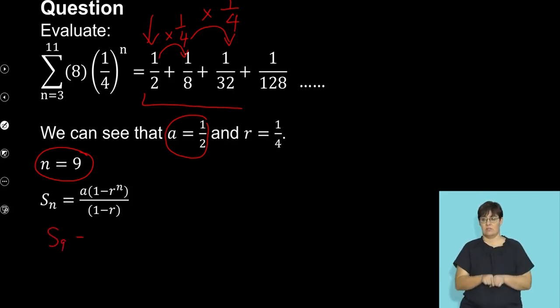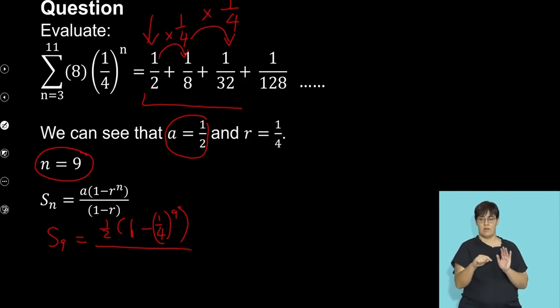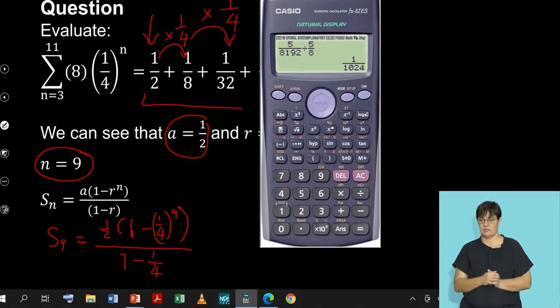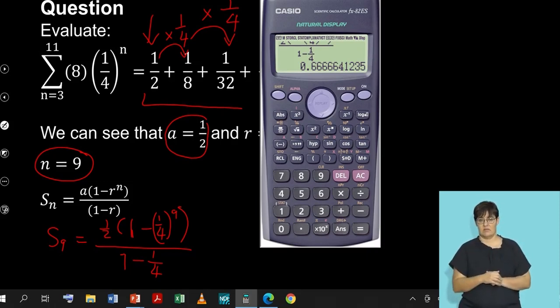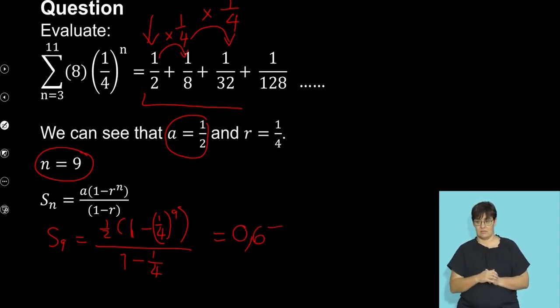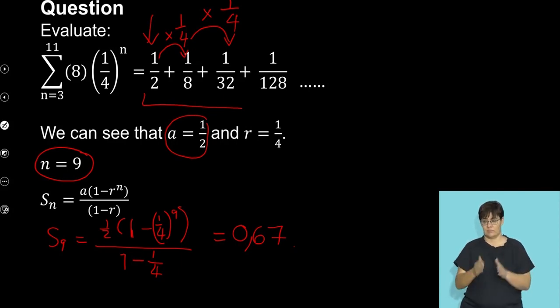So the sum of the first 9 terms will be equal to a half times 1 minus a quarter, to the power of n because there are 9 terms involved in this sum, all over 1 minus a quarter. So let's plug this all into my calculator. So we've got a half multiplied by 1 minus a quarter to the power of 9 over 1 minus a quarter. Let me just make sure that fraction comes in. So this sum is equal to 0.67 if I round to the second decimal place. Great, everybody. Let's move on to the next example.